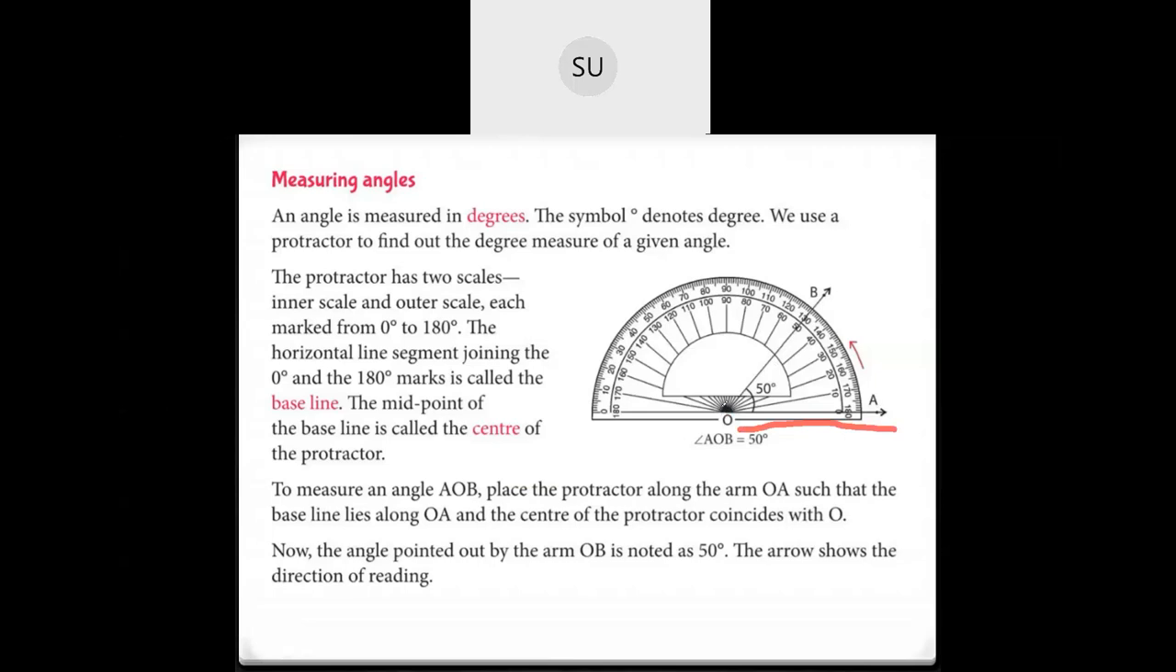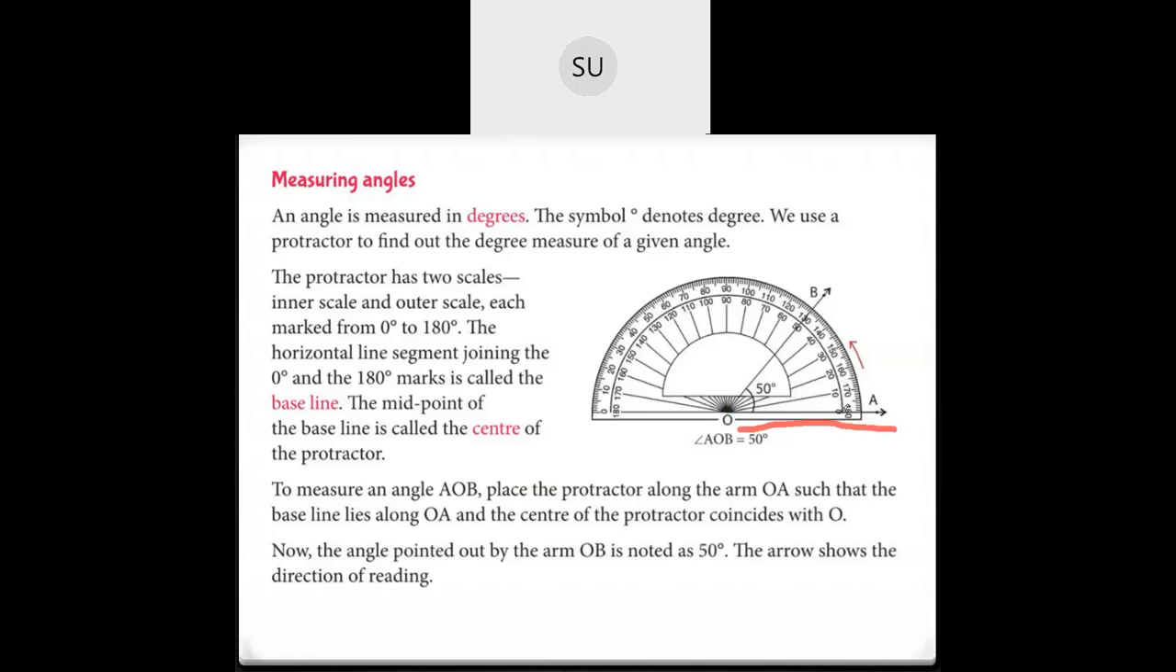Now the angle pointed out by the arm OB is noted as 50 degrees. The arrow shows the direction of a reading. The arrows here are towards the right, correct? So we'll start reading from towards the right. From right to left, you always start counting from 0. Remember that? You always start counting from 0.